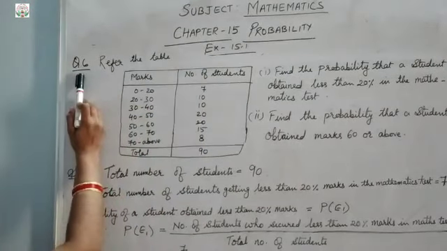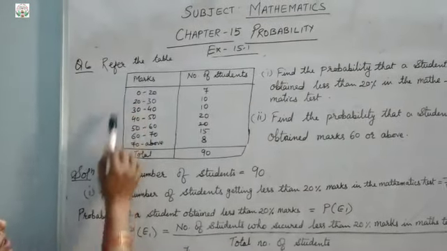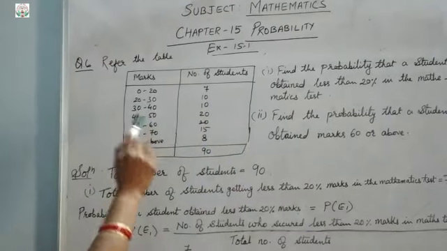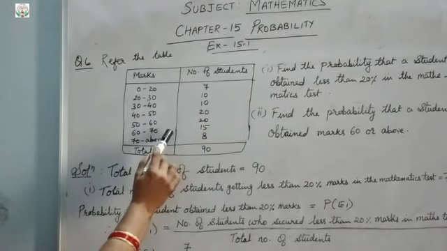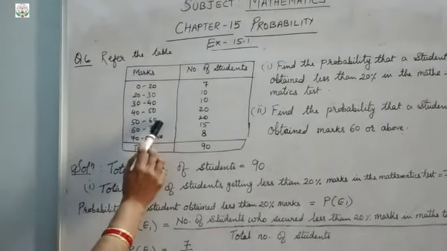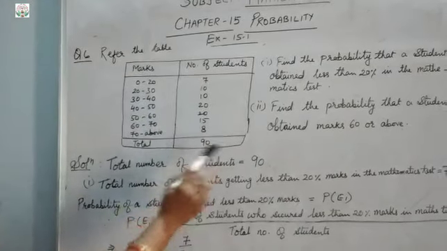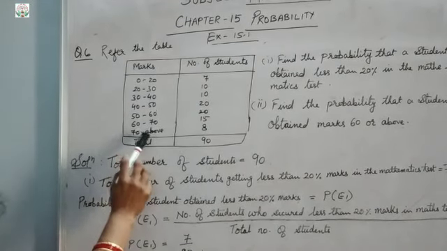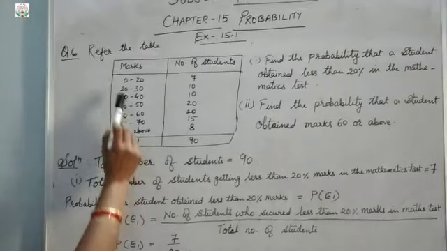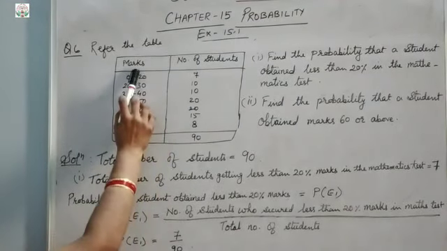Exercise 13.1, question 6. Refer to the table. This table is given in question number 6 of the exercise. For this question, the table is given like marks.